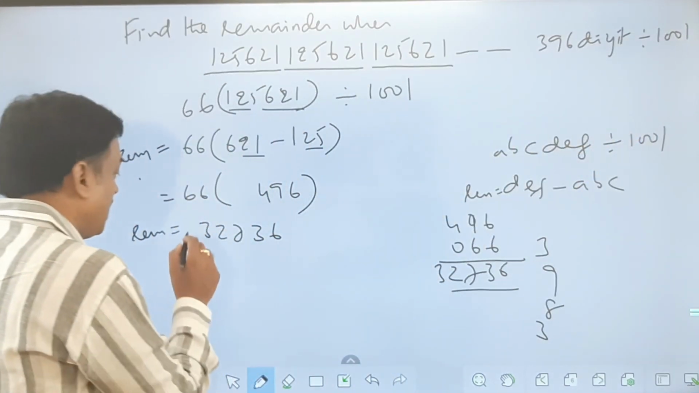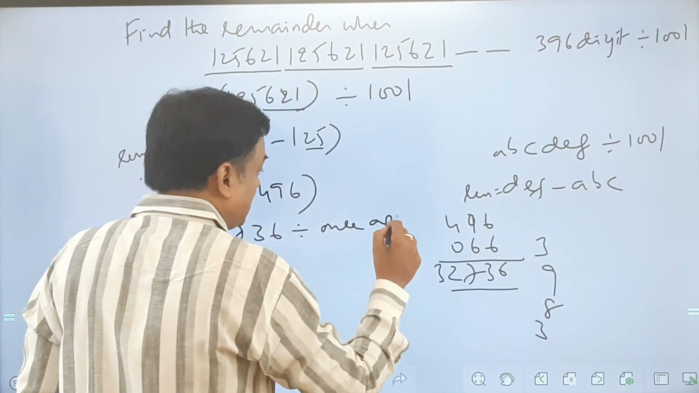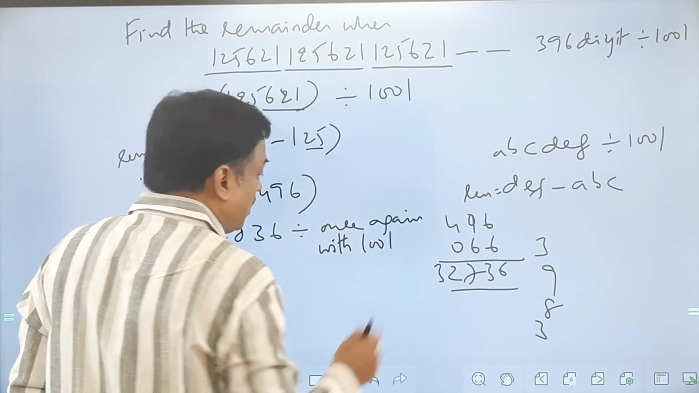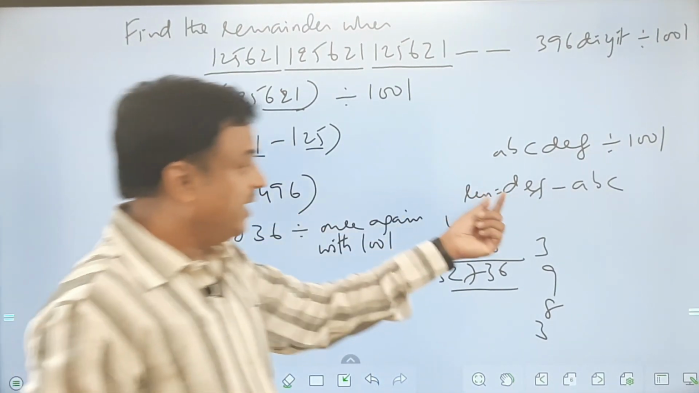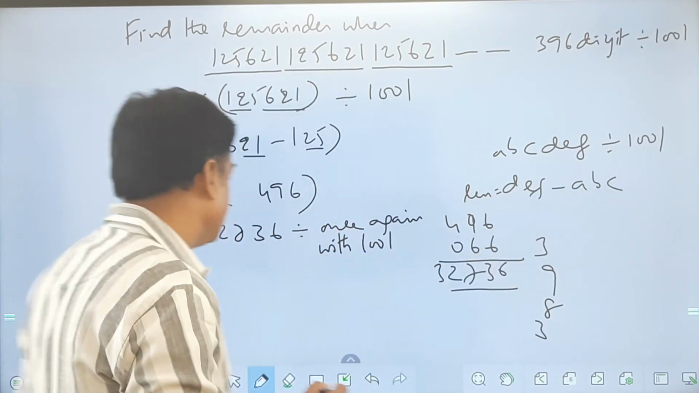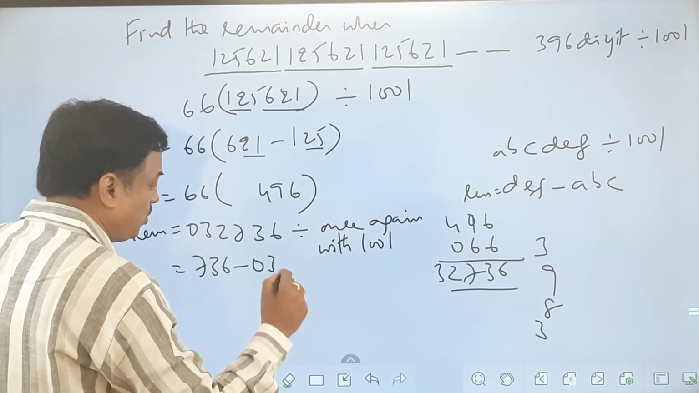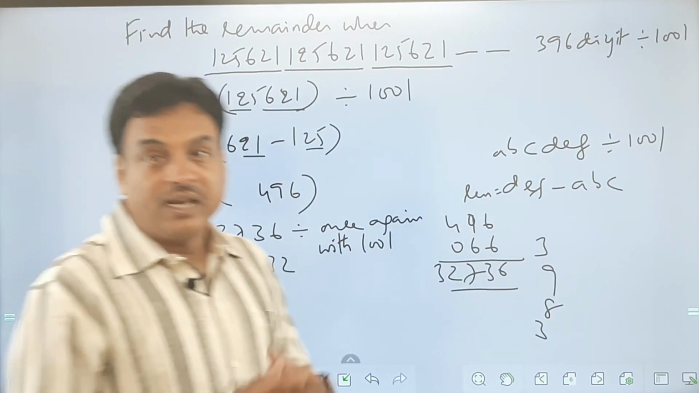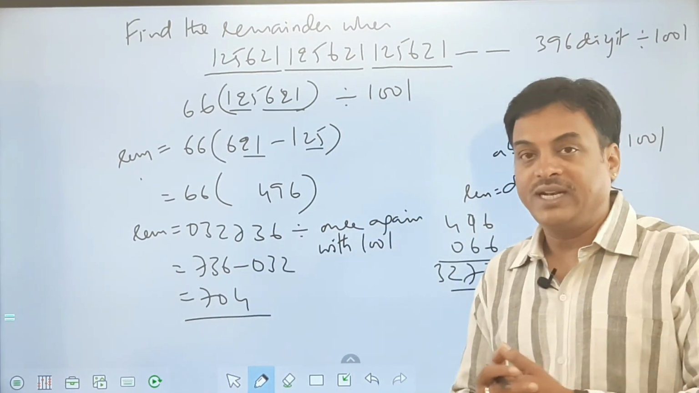What should I do? Divide once again with 1001. Dividing by 1001, it is always last 3 digits minus first 3 digits. So here last 3 digits 736 minus 032, and 704 is my final remainder, which I get for the number when I divide it by 1001.